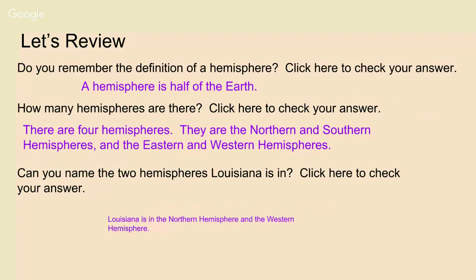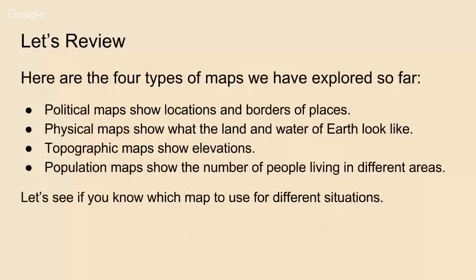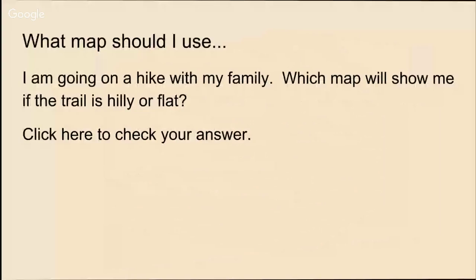Okay, the 4 types of maps that we studied last week are political maps that show locations and borders of places. We have physical maps that show what the land and water of the earth look like. We have topographic maps that show elevations. And we have population maps that show the number of people living in different areas. Now let's see what you know about those maps.